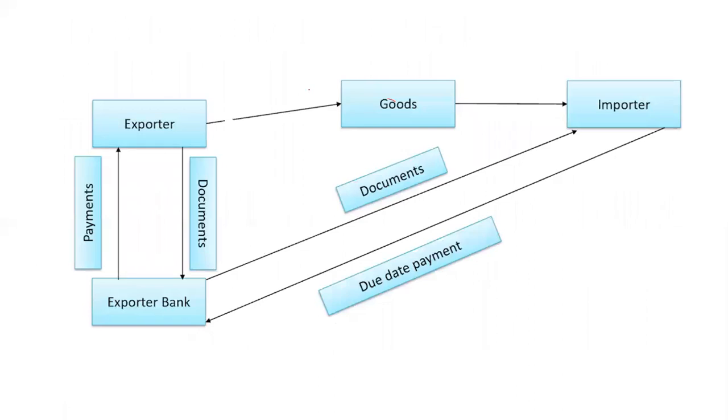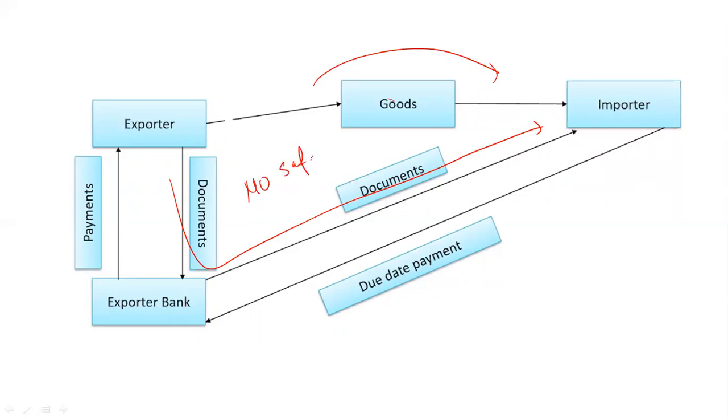So the exporter sends the goods to the importer, and the exporter submits all the documents to the importer. Then on the due date, here no safety is measured, and the importer on the due date makes the payment. Okay, and then the exporter gets the payment. This is what the actual cycle is. Here banks are involved only as a receiver of a payment, so nothing to do from their side.